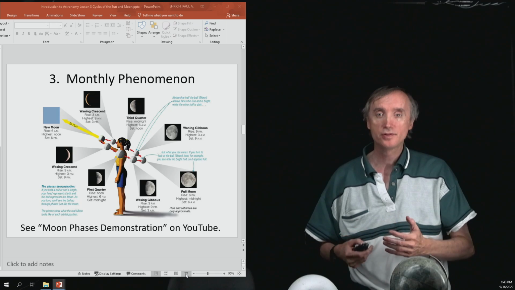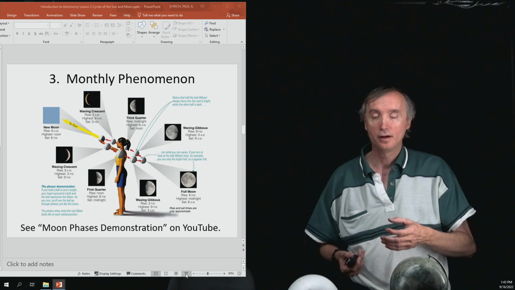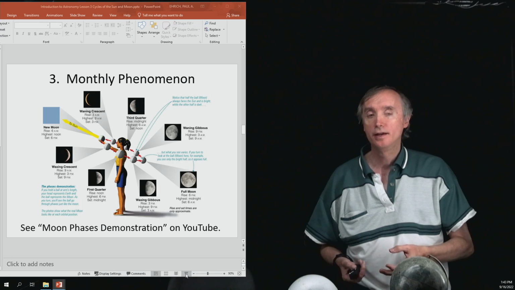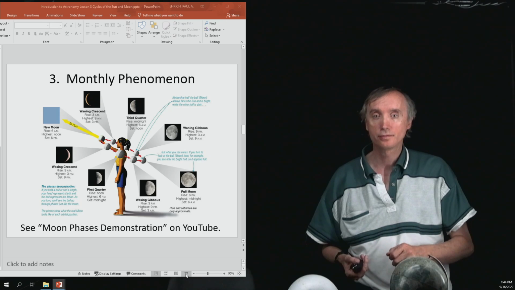So then how does it appear that it is changing which parts are bright and which parts are dark? It has to do with our viewing angle here on Earth.